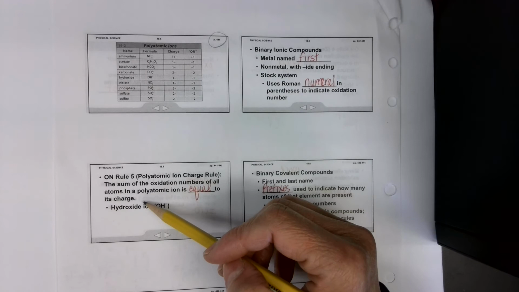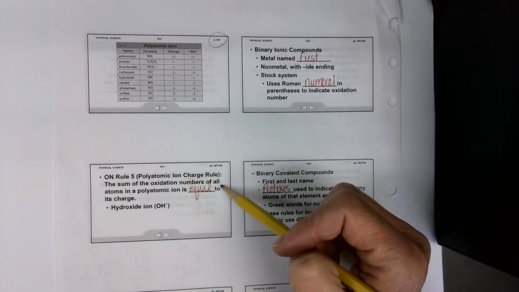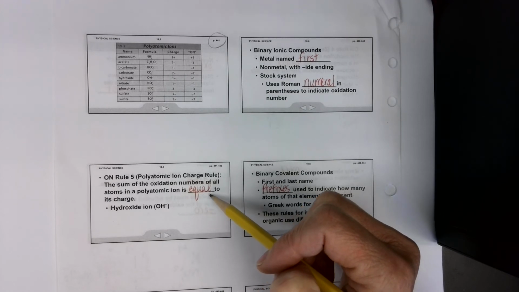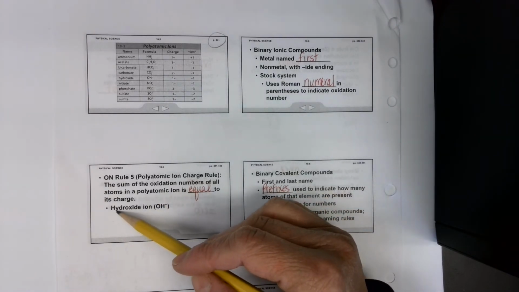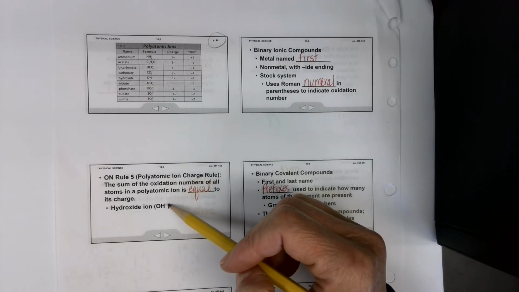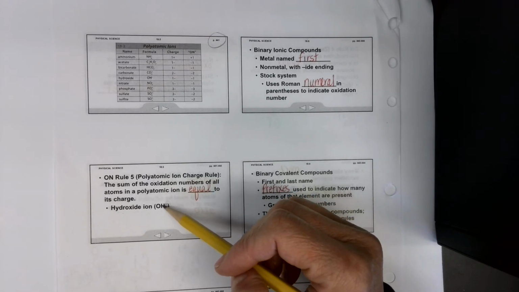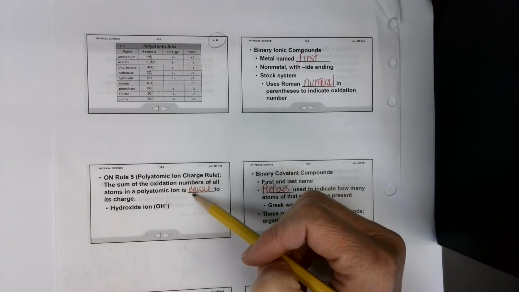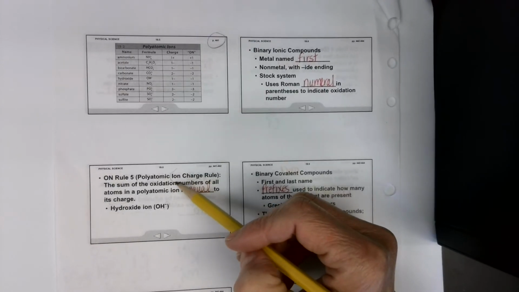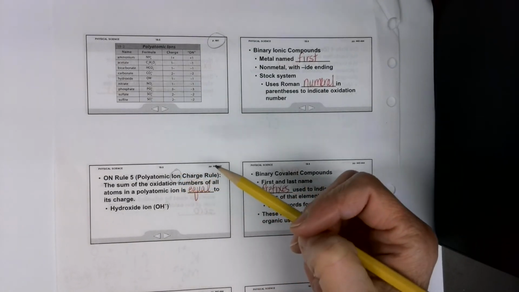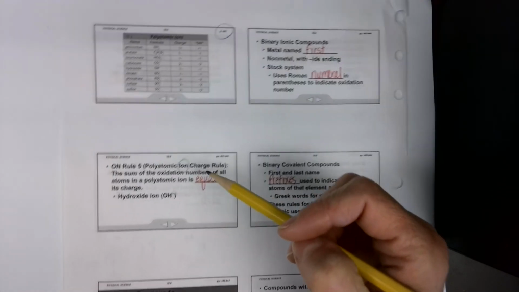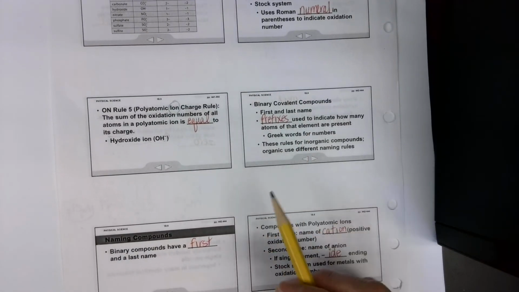Oxidation rule number 5 would be the sum of the oxidation numbers of all atoms in a polyatomic ion equals the charge, right? Hydroxide ion, OH negative, that's okay. It does not have to equal 0. It's going to equal the charge because it's a polyatomic ion, right? It's got a charge, and it's allowed to have a charge. It doesn't have to be neutral. So that would be rule number 5.